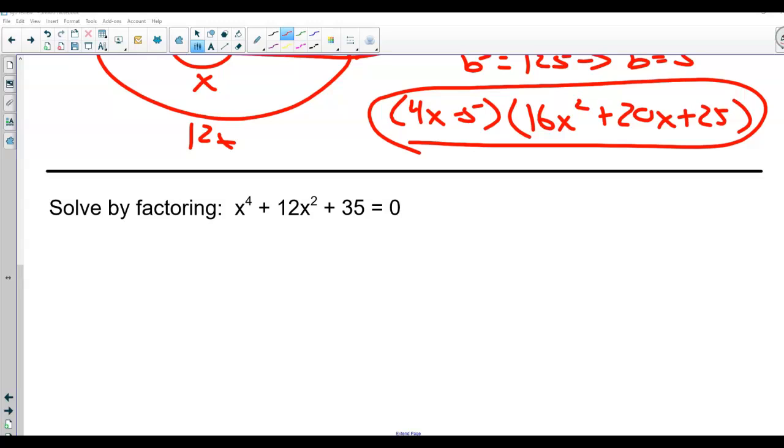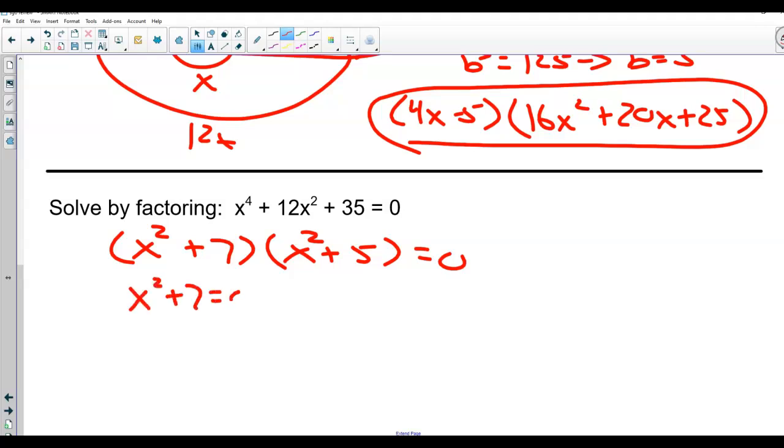When we see the x to the fourth, essentially what that means is this. If this was x squared plus 12x plus 35, we would simply do x plus 7, x plus 5. And that would give me that middle term of 12x. But it's not x squared and x. It's x to the fourth and x squared. So x squared plus 7, x squared plus 5. That is the adjustment.